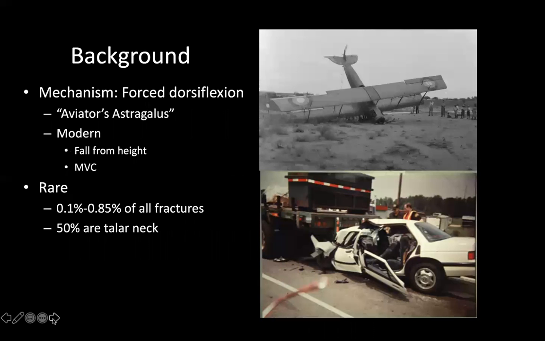So a little background on talus fractures. The talar neck fractures typically occur from forced dorsiflexion of the ankle. This was originally recognized during World War I when some planes were crashing, and I guess their aviators' feet would jam into the pedals that they used to fly the airplane, and they would fracture their talus. And the talus in Greek is called the astragalus, so thus was coined aviator's astragalus.